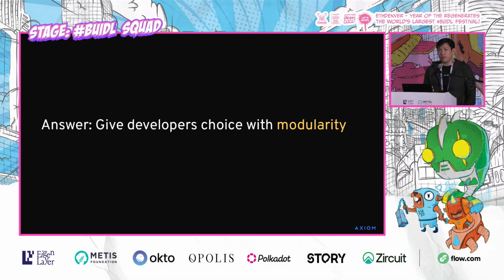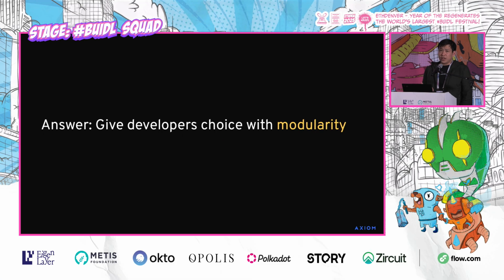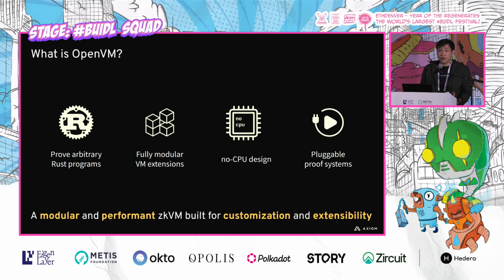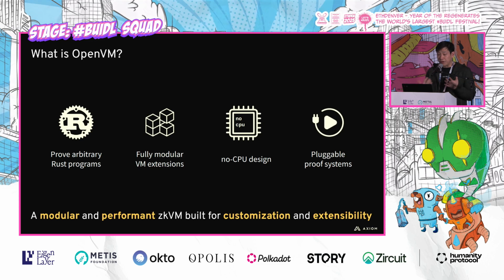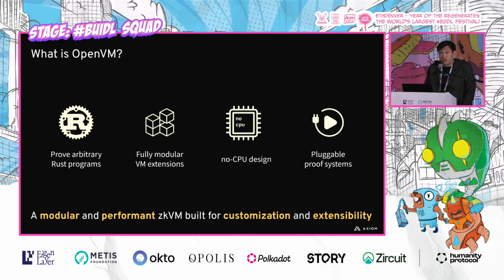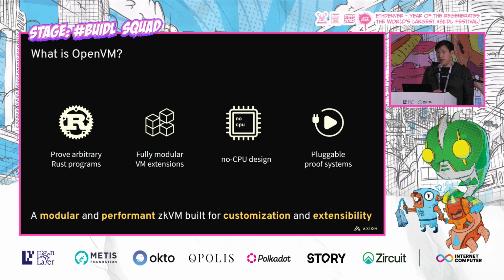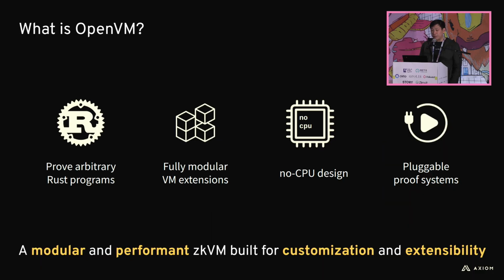And so the answer we came to is to give developers a choice between them in a more fine-grained way by developing a more modular zkVM. And so I wanted to now tell you about the solution we've developed, which is called OpenVM. So it's a modular and performant zkVM, where the focus of the architecture is on customization and extensibility. And so there are 4 key features that I want to go through in this talk.